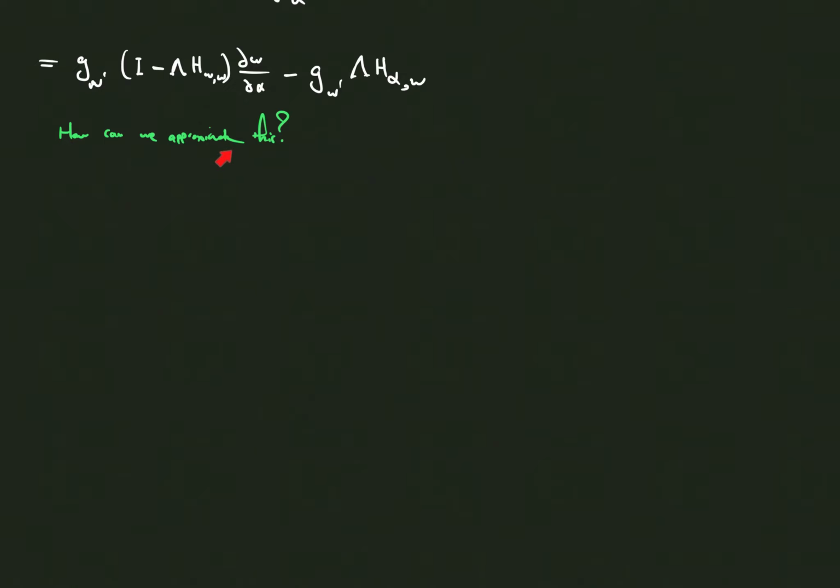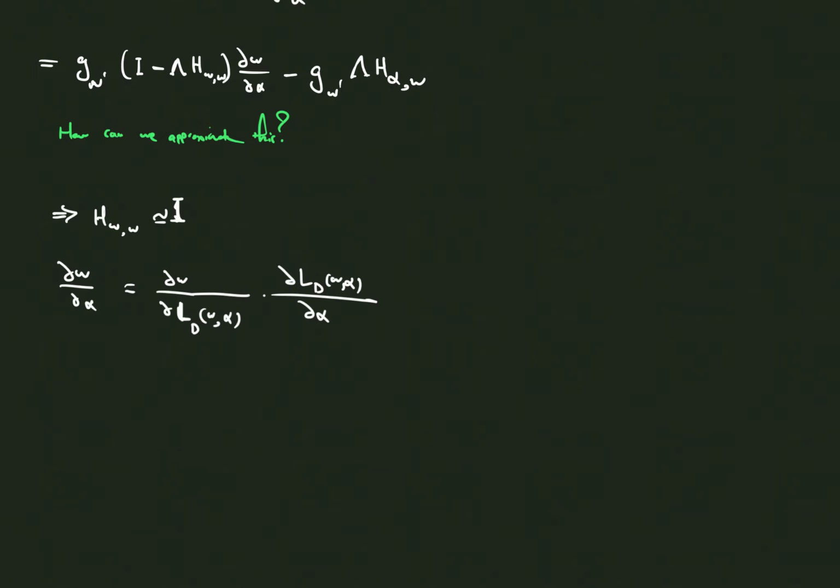Now, how can we approximate this formula here? The first thing they do is take this Hessian of omega omega and set it to I, as a way to approximate the result. When you're talking about this derivative right here, you could write it like this. So you could use this LD of omega and alpha, and you could use the chain rule and write it like this.